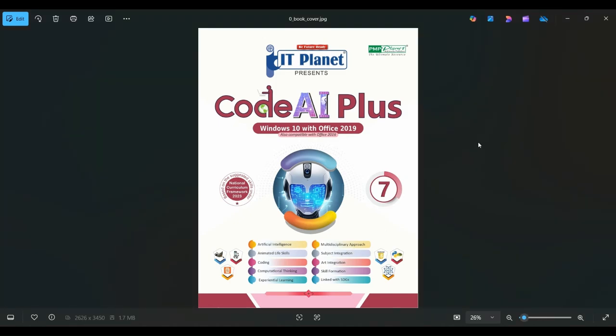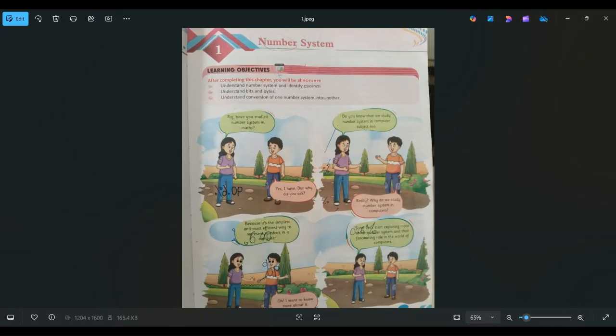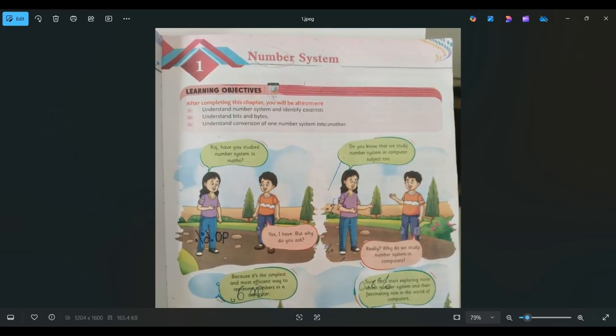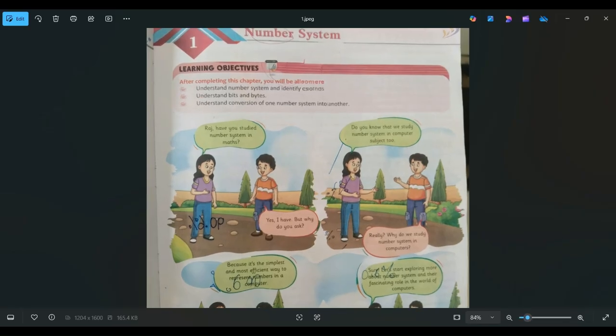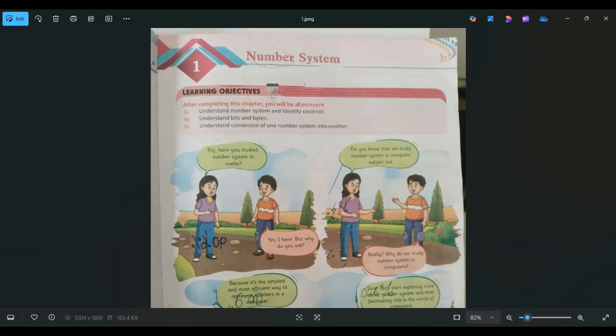Hello friends, today we will be covering chapter 1 from the Code AI Plus book of class 7. So, the number system. Why do we need to learn the number system? As you all know, computers do not understand human language, right? So what does a computer understand? Computers understand binary numbers. Binary means 0 or 1. So only in the form of 0 and 1 does a computer understand. By learning the number system, you will understand how the computer represents data internally.